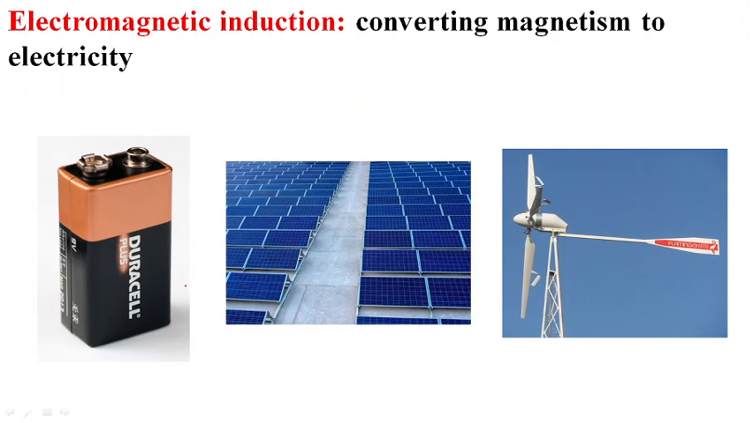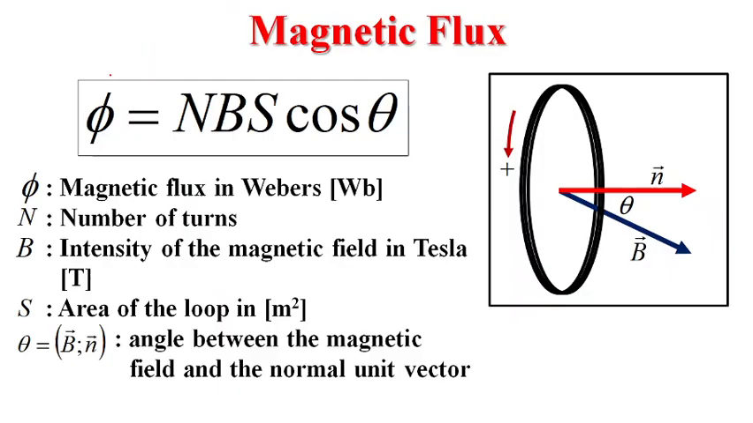As I told you, the object is to generate electricity. We need a source of energy. So electromagnetic induction is converting magnetism to electricity, or generating electricity from magnetism. The first thing is the magnetic flux.